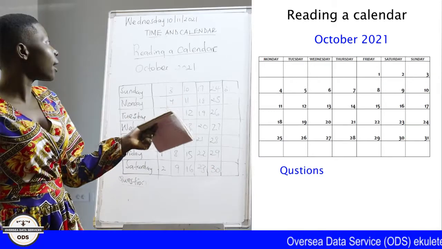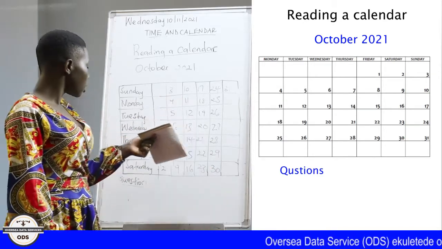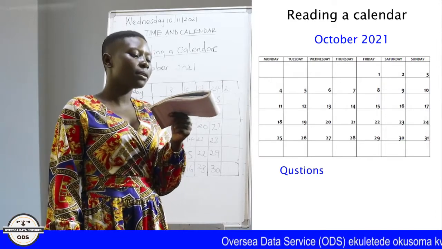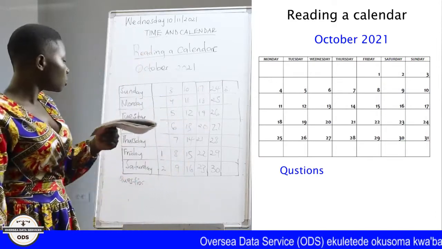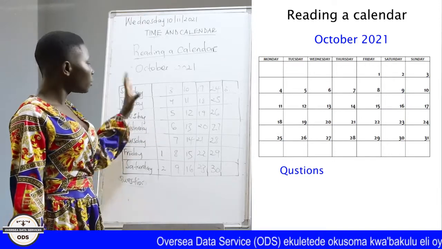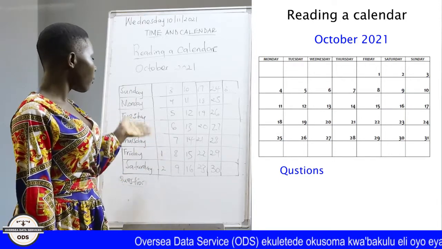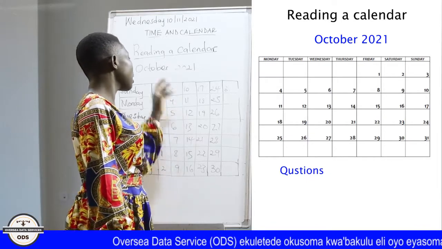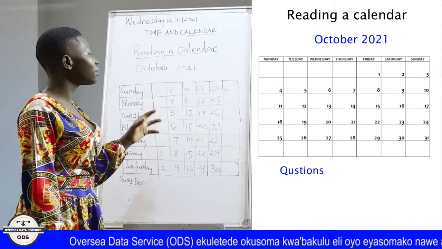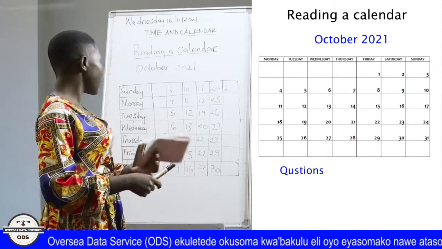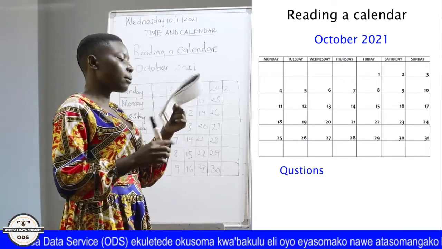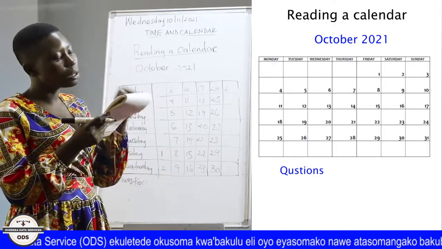Last time we ended when we were learning to read a calendar, and we ended on the first question. Our first question was, which day is the 11th October 2021? As I told you, when we are reading dates, we don't read 1, 2, 3. We read them as first, second, third, fourth, fifth, like that. Let us continue from where we ended. That one was our last question.